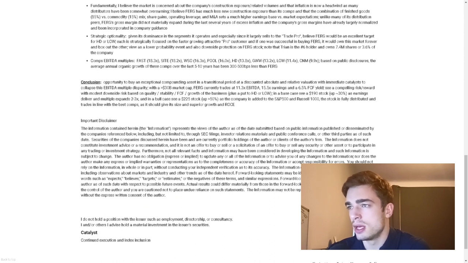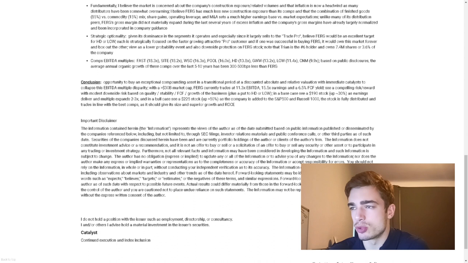Strategic optionality: given its dominance in the segments it operates, and especially since it largely sells to the trade pro, believe FERG would be an excellent target for HD or Lowe's. Each is strategically focused on the faster-growing, attractive pro customer, and if one was successful in buying FERG, it would own this market forever and box out the other. View as the lower probability event and also downside protection on FERG stock. Know that Trian is the number six holder and owns 7.4 million shares, or 3.6% of the company.